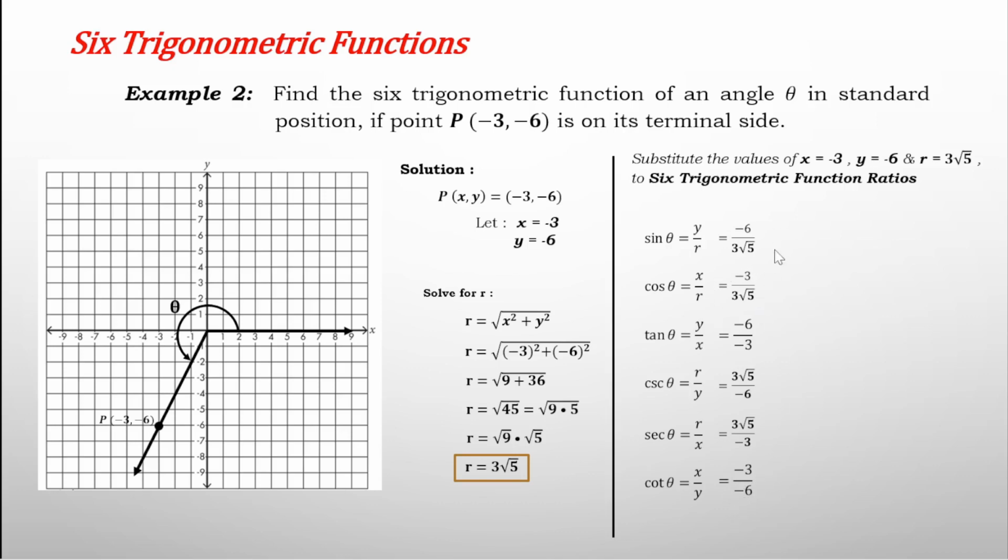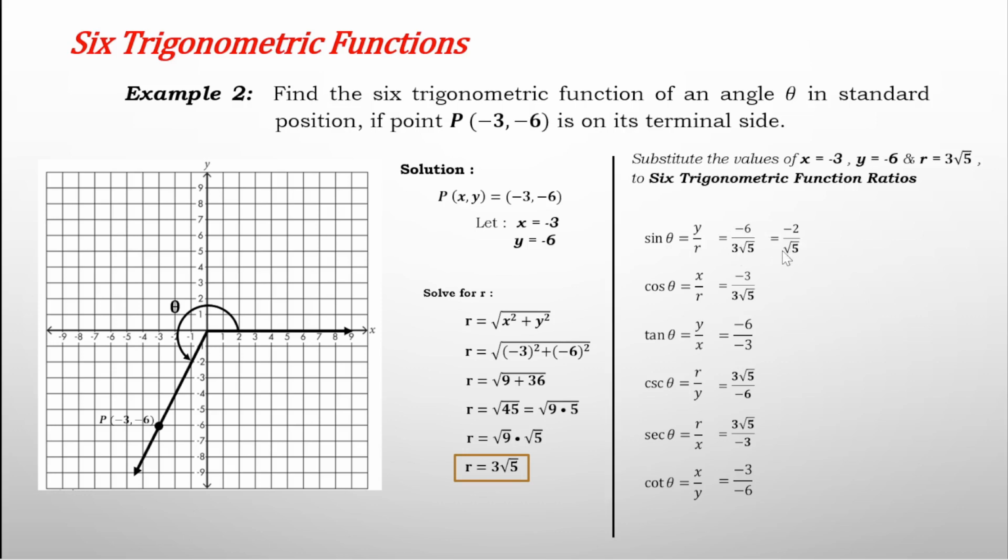So as we are going to simplify all of these, because they can be simplified into lowest terms, let's start with the sine theta. Try to look at the whole numbers in the numerator and the denominator. As you can see, negative 6 and 3 have a common factor of 3. So we can now simplify it as negative 2 over square root of 5, because 3 divided by 3 is equal to 1.